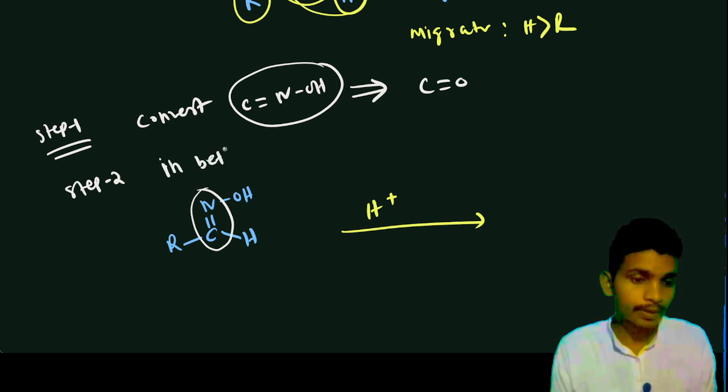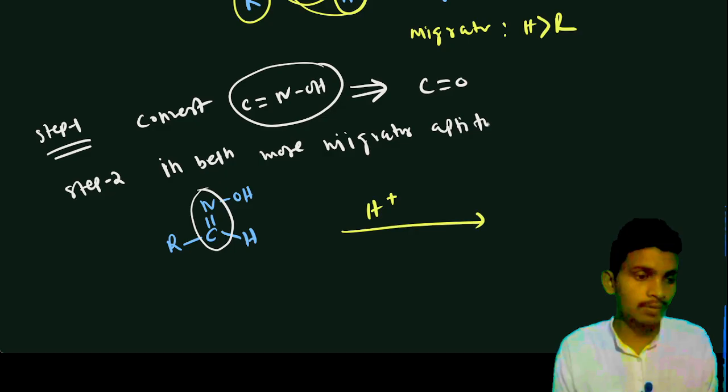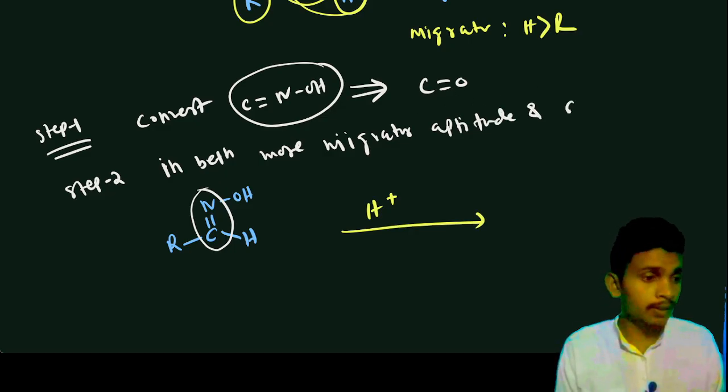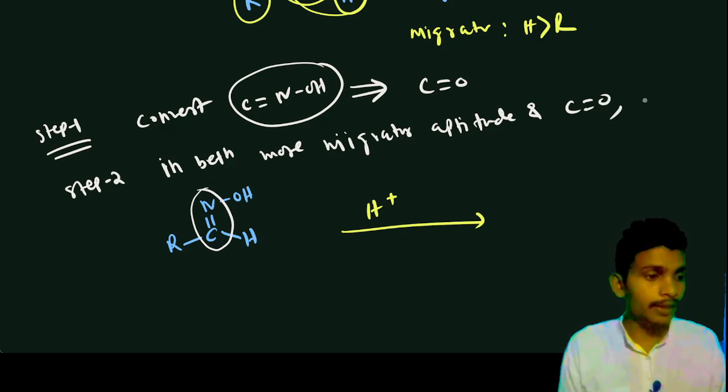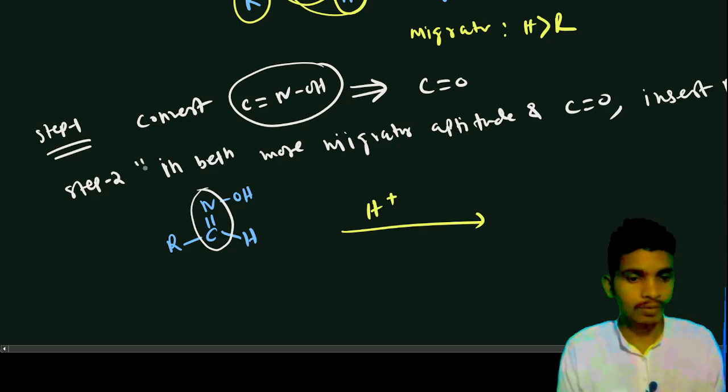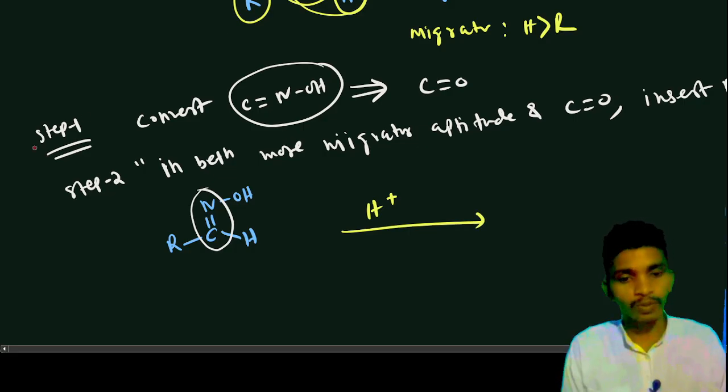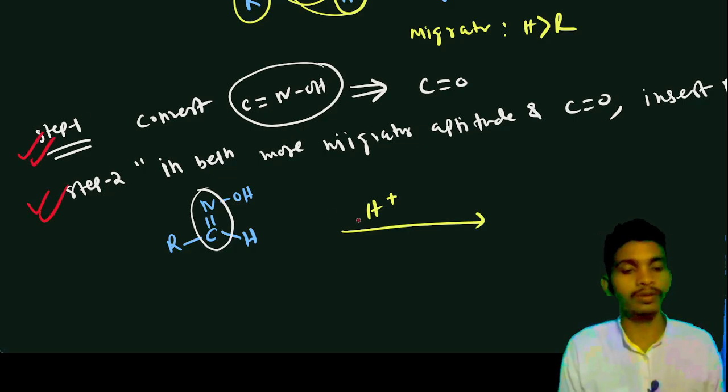Okay, this is the first one, and step 2, what we will do: in between, the more migratory aptitude, and we have already converted this into CO, and CO, insert NH. Okay, these are the two steps we will follow of the shortcut. Okay, this is about that shortcut.